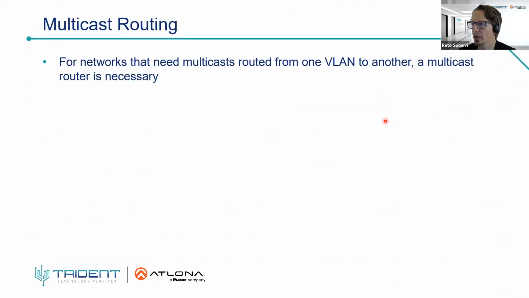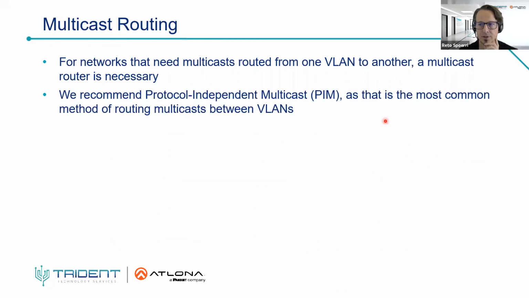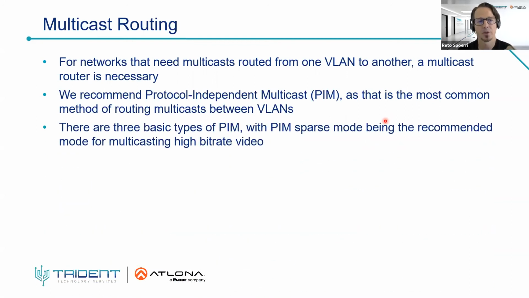Multicast routing, I will go quickly over this. This is more for reference. Typically, multicast is not routed from one VLAN to another. So you need to establish a multicast router. It's not a big majority of projects requiring this, but just that you know, it's available. The technology is there, and we call it the PIM, Protocol Independent Multicast Routing, as the most common method. And also within the PIM, we recommend to use sparse mode. So basically, only the multicasts that are requested are also being forwarded.